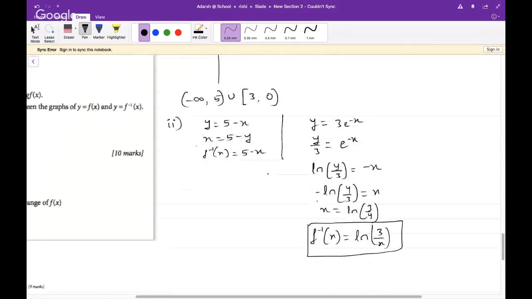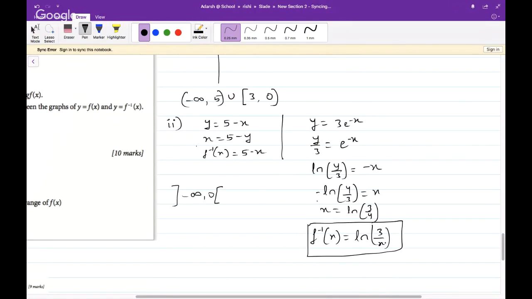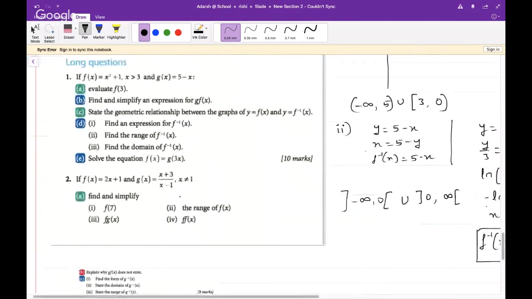Now the domain for this: from negative infinity to 0, you can take any value for x. For greater than 0, x cannot be 0. So it cannot include 0, 0 to any value above this. This is the domain of the inverse function for this question.